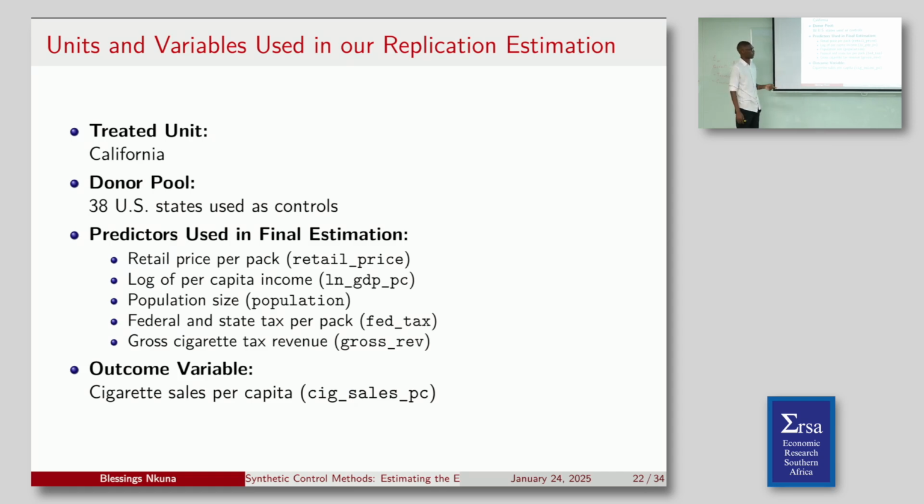Retail price of cigarettes, the per capita income of the states, and the population of each of the states, and the federal and state level taxes, and also gross cigarette revenue. And then our outcome variable is gross sales per capita of cigarettes.